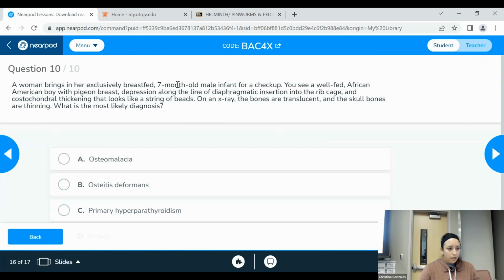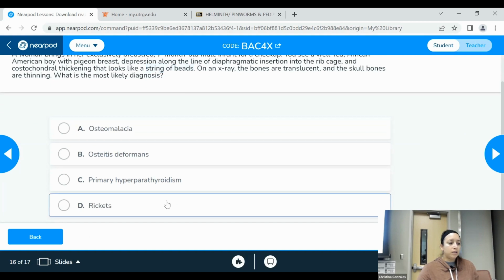Let's see, another breastfed baby. Pigeon breast, depression of the sternum, and string of beads. This is different than the string of pearls that we saw on the small bowel obstruction. Basically, because you have so much osteopenia, where the bones connect in certain places, they look a little thicker. So it looks like a string of beads where the ribs meet. And that is pretty easily rickets.